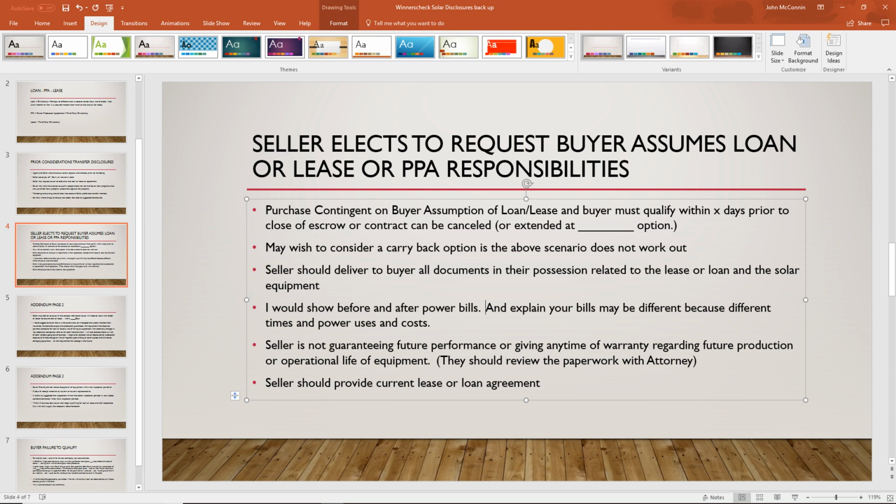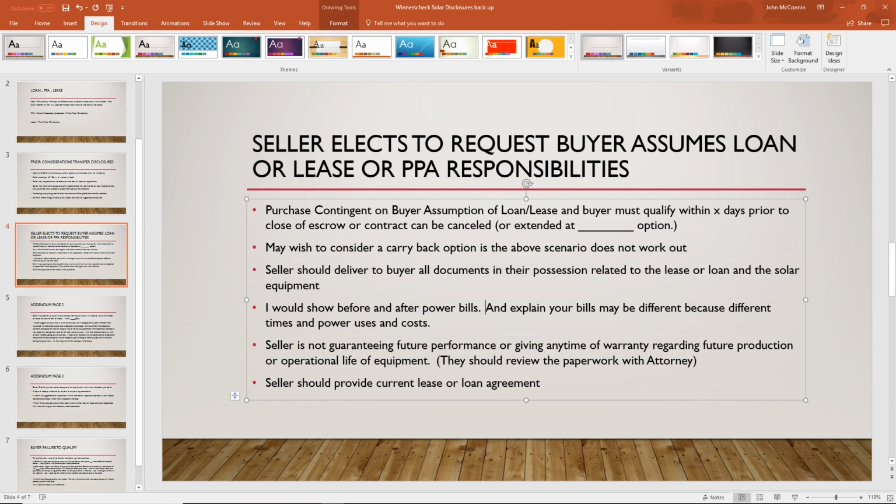And as a seller, you don't want to be on the hook for things that third parties promise. So you don't want to say, oh, it's a 20-year guarantee. You want to say the vendor guarantees it for 20 years, or the equipment is guaranteed by the equipment manufacturer for 20 years. And then you would also say, by the way, you might want to review this paperwork with your attorney or your advisor.